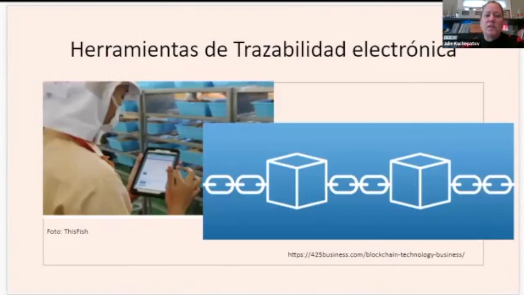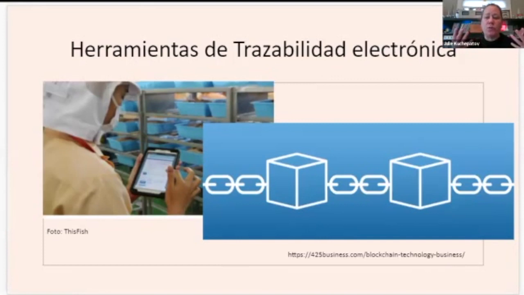So there are a lot of different systems and tools available for seafood traceability. Hay distintas herramientas que se pueden utilizar para crear este modelo o este sistema de trazabilidad. There are electronic tools and apps that you can use on your phone. Hay muchas herramientas electrónicas, aplicaciones que puedes usar en tu teléfono.